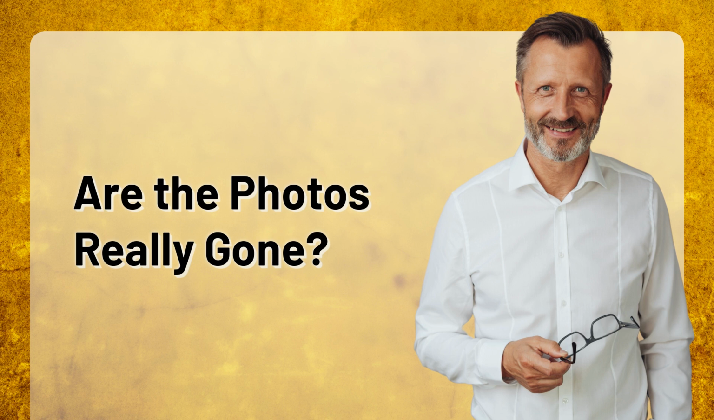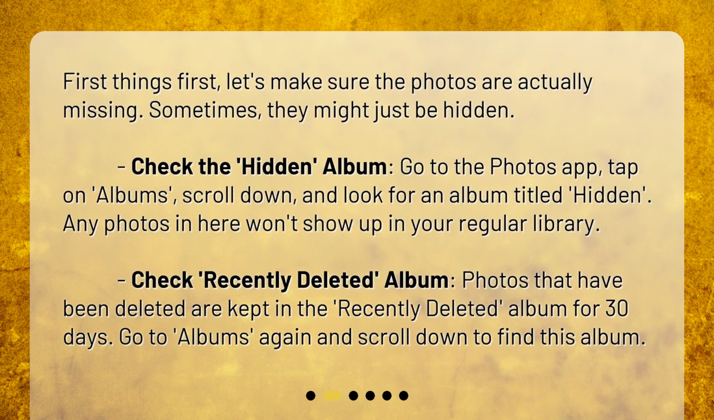Are the photos really gone? First things first, let's make sure the photos are actually missing. Sometimes, they might just be hidden. Check the Hidden album. Go to the Photos app, tap on Albums, scroll down, and look for an album titled Hidden. Any photos in here won't show up in your regular library. Check Recently Deleted album. Photos that have been deleted are kept in the Recently Deleted album for 30 days. Go to Albums again and scroll down to find this album.